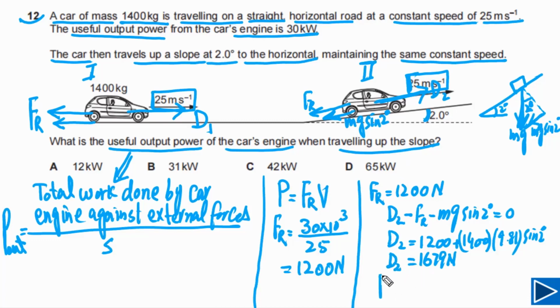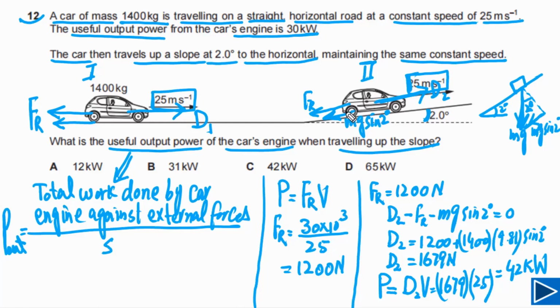Now we need to find out P. So the P, useful power output by the car engine, will be simply equal to D2, the force exerted by the car engine, times the speed. Force is 1679 newtons. We have to multiply this one by 25. So our final answer in this case is 42 kilowatts, and this is the right answer. It has to be greater than 30 kilowatts because there is an extra external force acting against the motion of the car.